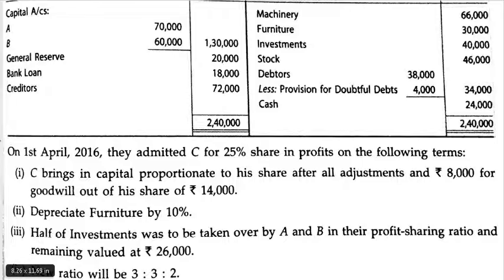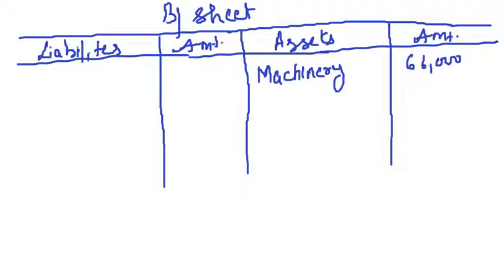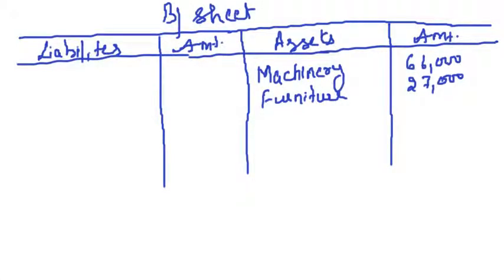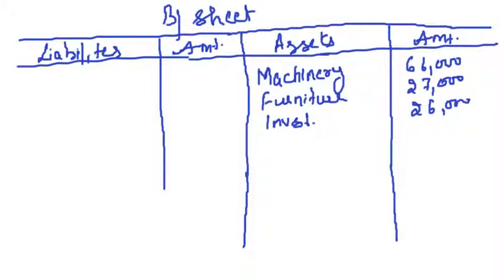Next, furniture 30,000. Yes, furniture was depreciated by 10%. So the new value of the furniture will be 27,000. Investments, yes, half of the investments are taken over by partners and the remaining half is to be valued at 26,000. So the investments will appear at 26,000 because the remaining half we have adjusted through partners' capital accounts, right?